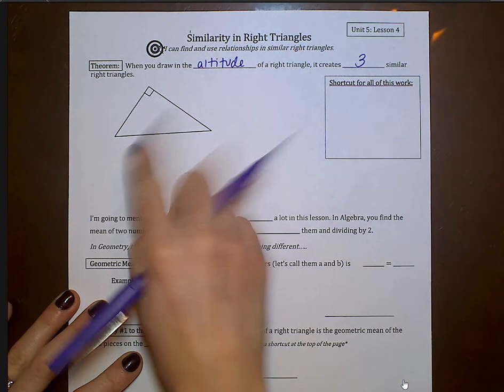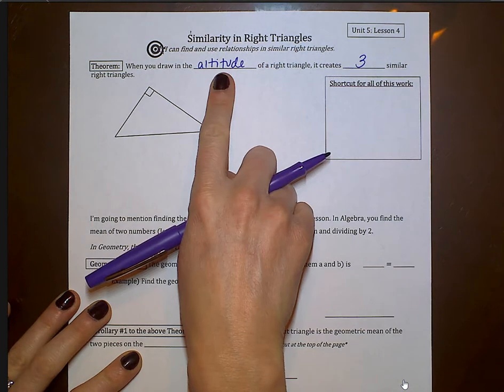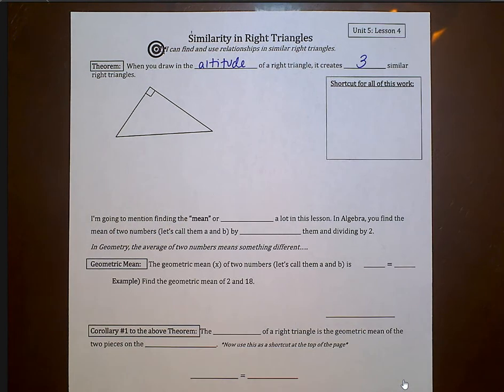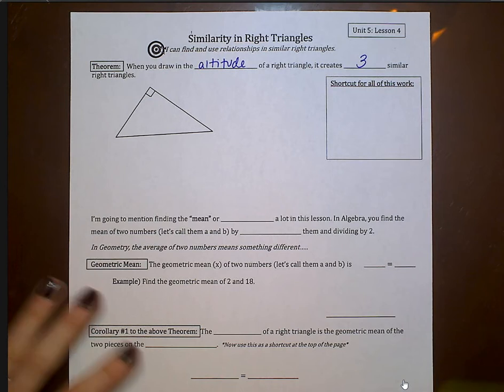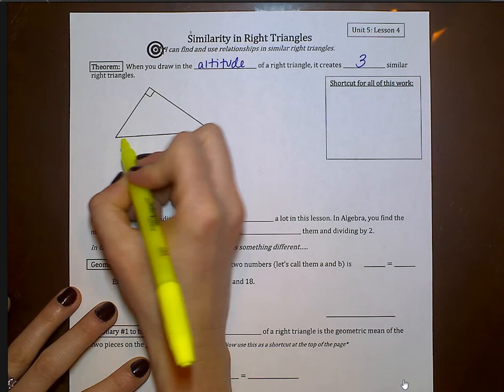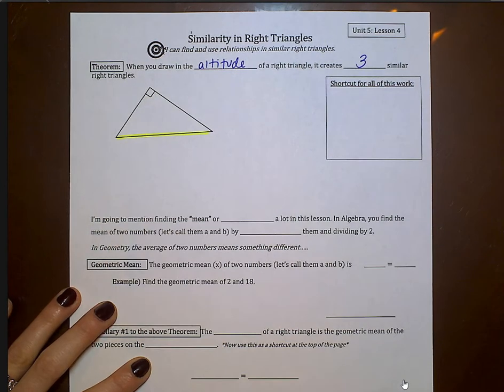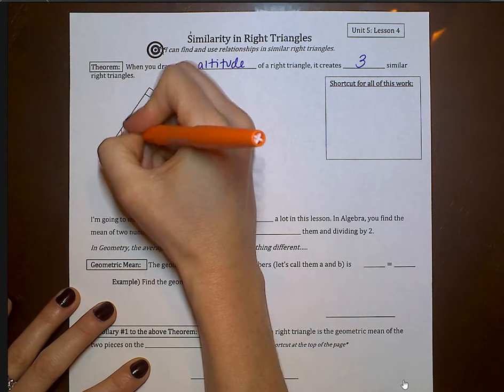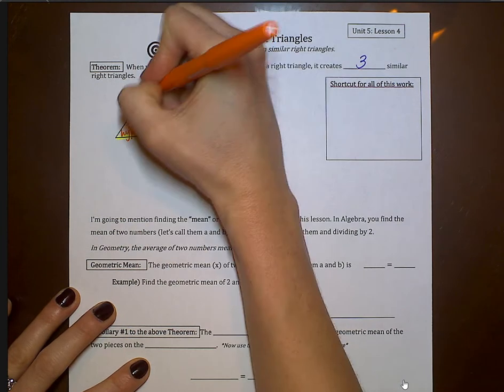So before I show you where this altitude piece is, let's label what we already know about a right triangle. Hopefully we know that across from the right angle, which would be this side right here, that's called the hypotenuse. The other two sides are called legs.